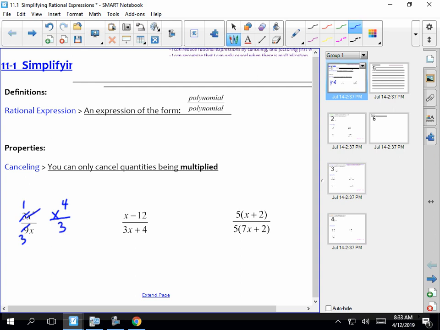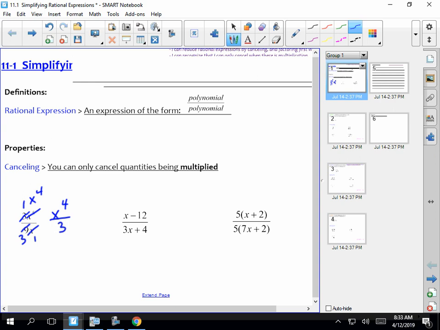Some students will do this. Cancel that. That's just a 1. But there are 4 more x's on the top than on the bottom. So your final answer is x to the fourth over 3. In this case, what makes that simplified is that I've reduced the fraction and there's less variables there. There's no longer an x on the top and an x on the bottom.